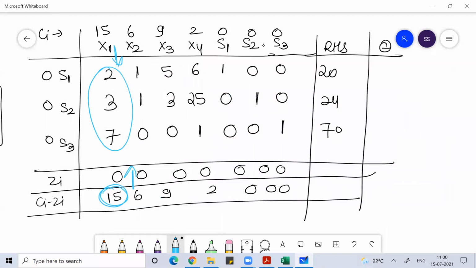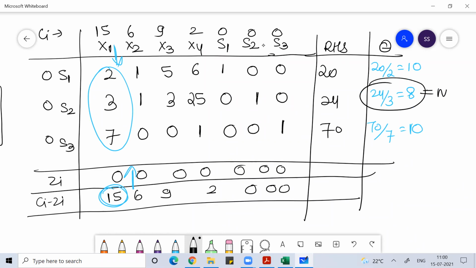For that, find theta. Theta would be 20 divided by 2 means 10. That would be 24 divided by 3 means 8. That would be 70 divided by 7 means 10. So out of the theta values, choose the theta which is minimum. This is the minimum. So what variable will be replaced? S2 will be replaced. It means 3 is the pivot element.